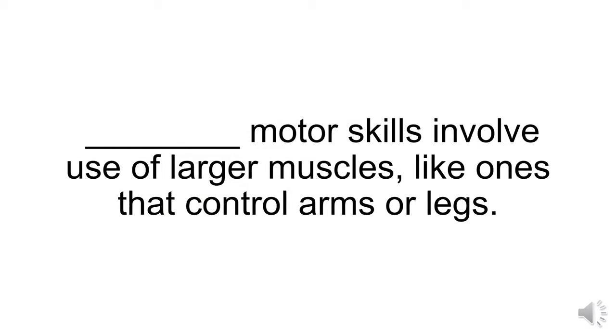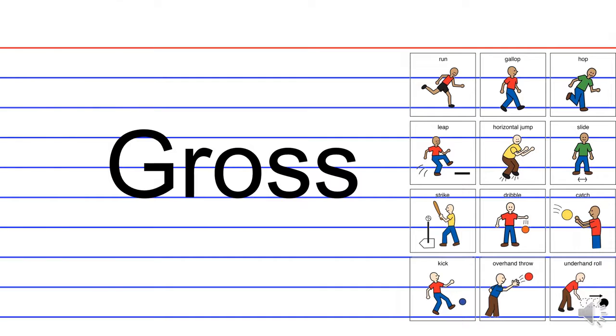Blank motor skills involve use of larger muscles, like ones that control arms and legs. So that would be gross motor skills, and things like running, galloping, horizontal jumping. Although we might take these motions for granted, they're all well-developed gross motor skills. And gross just means large, on a large scale.